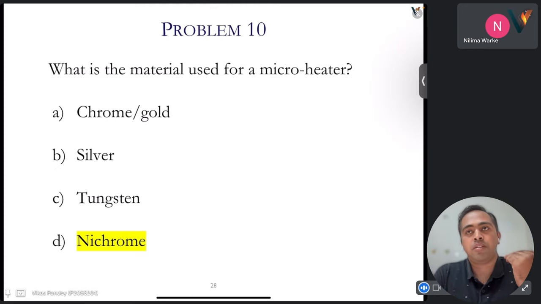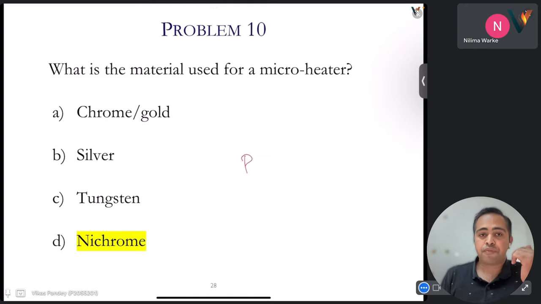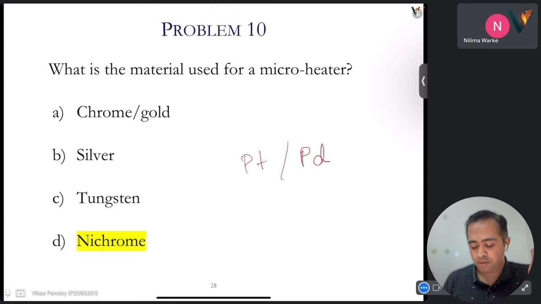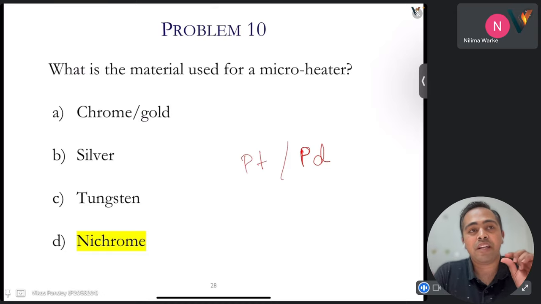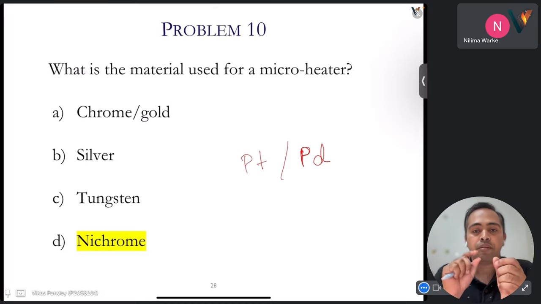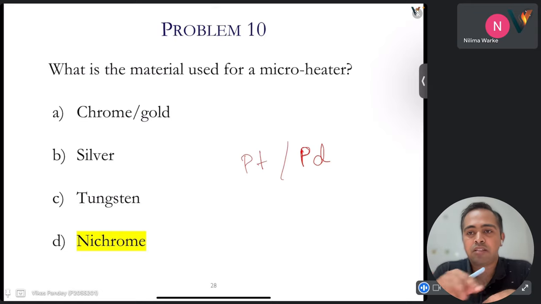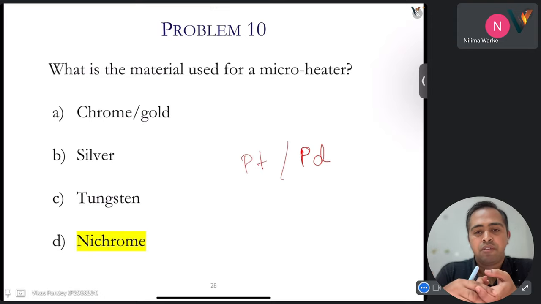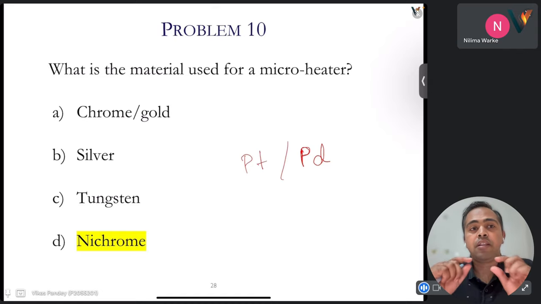Sometimes, according to application, if they have to go for a very high range of temperature, some people even go for Pt or Pd, platinum or palladium. They will not have very high resistance, but they have very high heat tolerance. In that case, as I was saying, we will have to go by critical dimensions. The dimension will play a bigger role than the material resistance, because they have lower resistance compared to nichrome and others, but they manage this by varying the thickness and other dimensions.